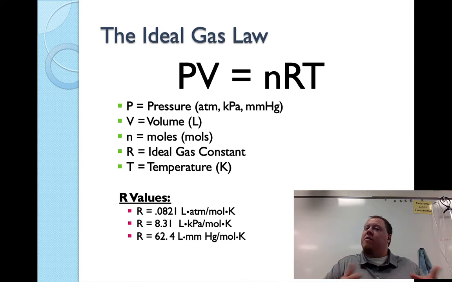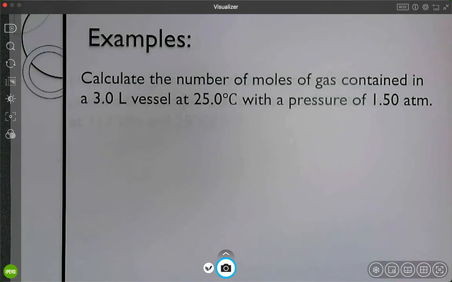So now we're going to have a different pressure, different temperature, different volume, but we can still figure out how much we have. It's not about how it's changing, it's how much we have. Okay? So first example problem. Calculate the number of moles of gas contained in a 3.0 liter vessel at 25 degrees Celsius, which has a pressure of 1.50 atmospheres.